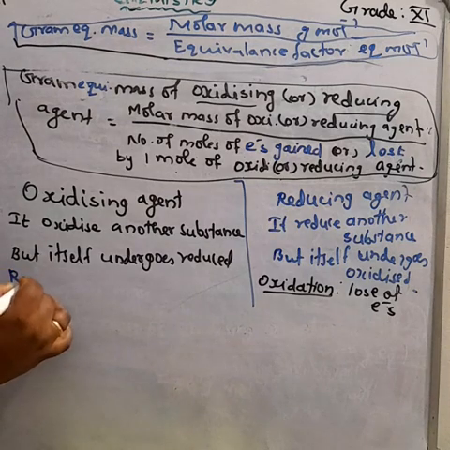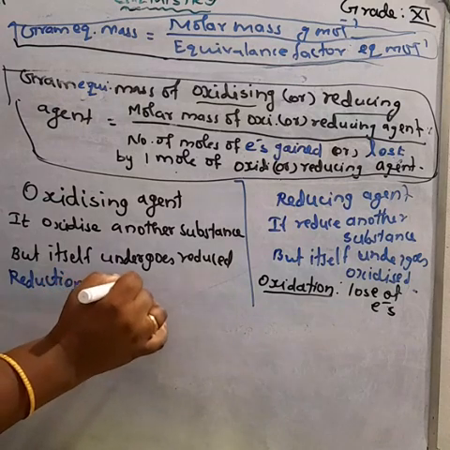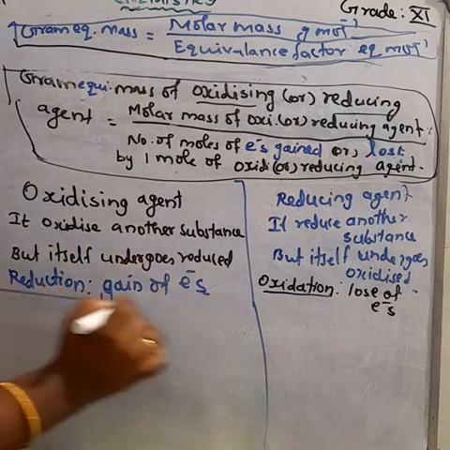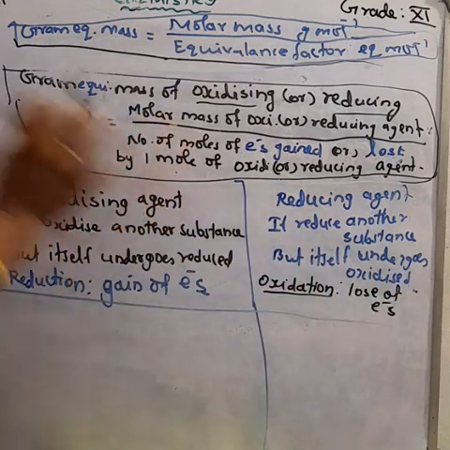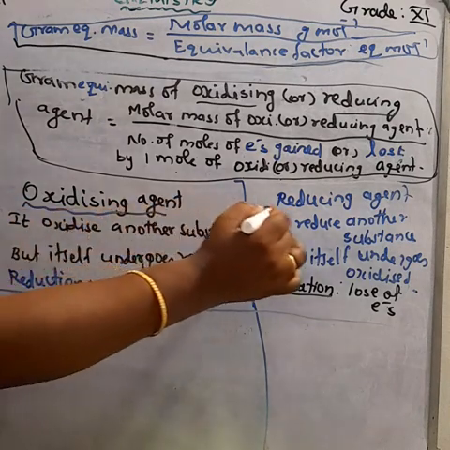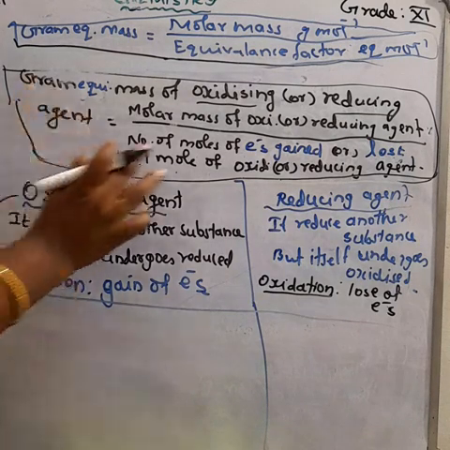Okay, understood. So here we want to calculate the gram equivalent mass. What is the formula? The molar mass of the oxidizing or reducing agent divided by the number of moles of electrons gained or lost by 1 mole of the oxidizing agent or reducing agent. In your book, only the oxidizing agent example is given, so we can calculate only the oxidizing agent. So what is the formula we are using? Gram equivalent mass of the oxidizing agent, the gram.